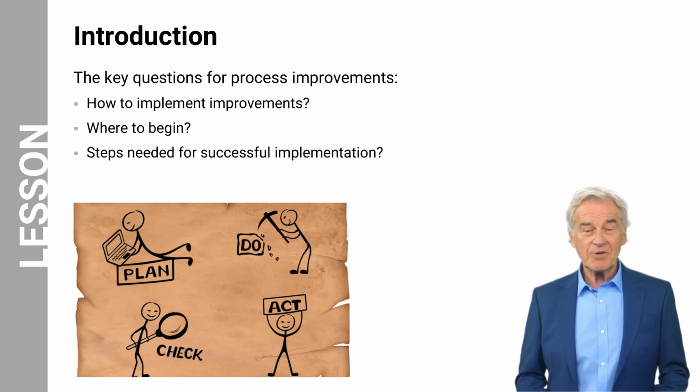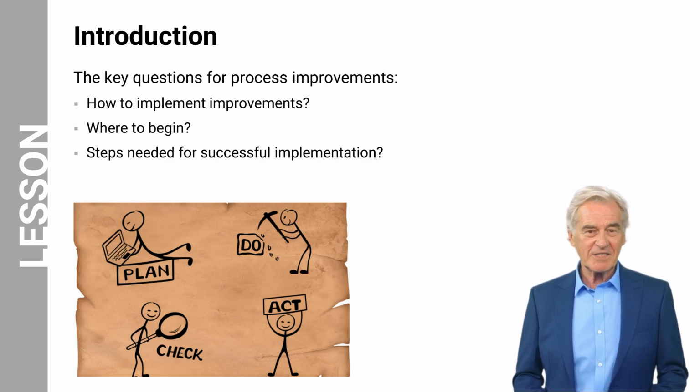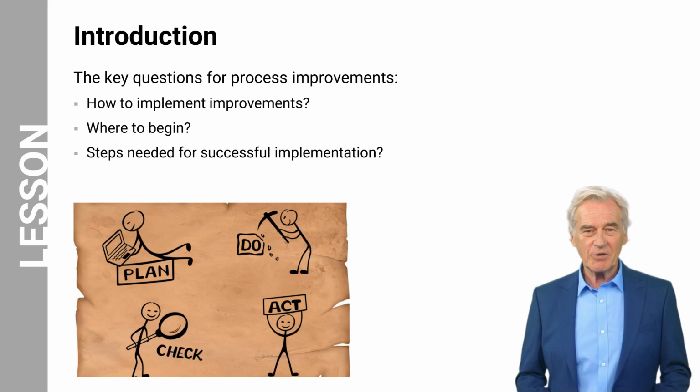Let's say you want to improve an industrial process. You have discovered a problem that needs corrective actions. How would you do it? Where would you start? What steps would you need to take to ensure your improvement is implemented? All of these questions are answered through the Plan, Do, Check, Act or PDCA cycle.